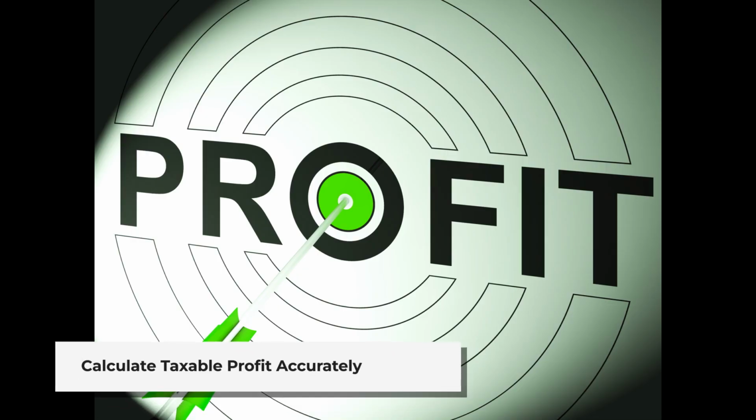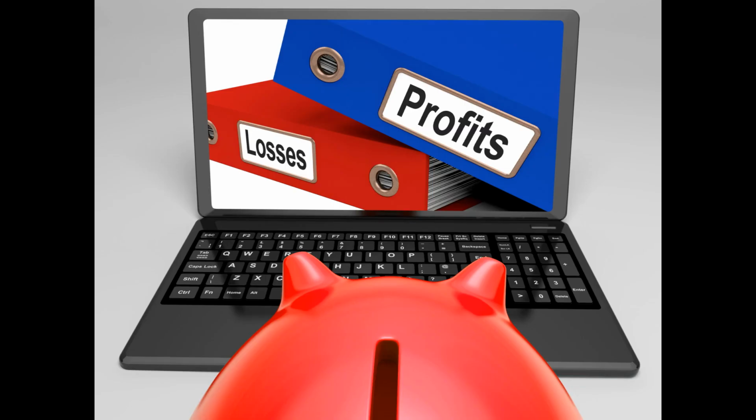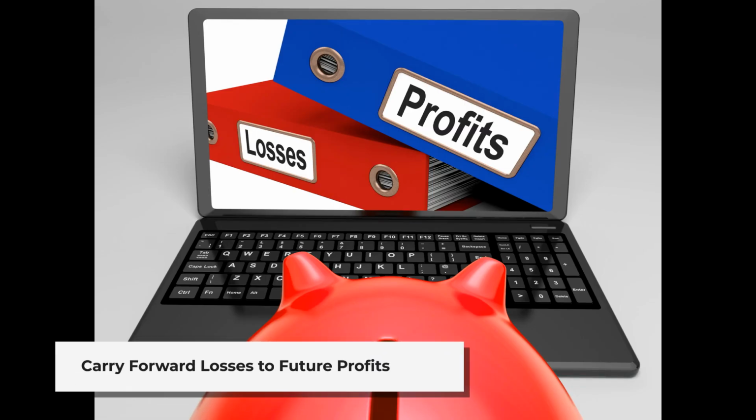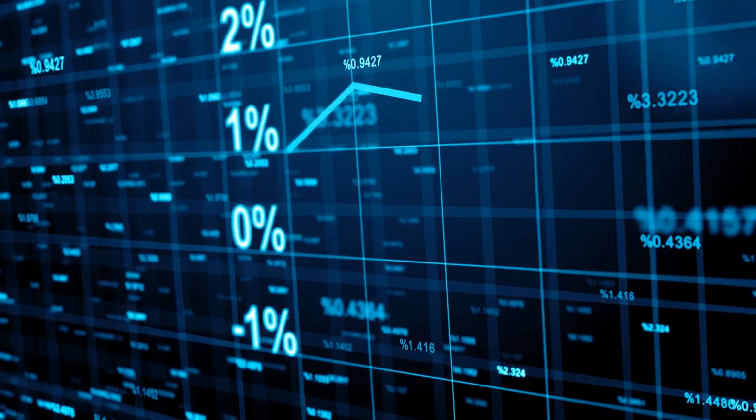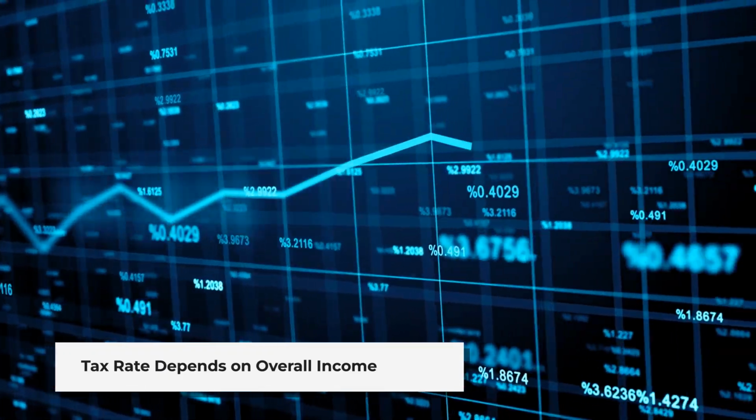To calculate your taxable profit, add up all your rental income and subtract your allowable expenses and any applicable capital allowances. If you make a loss, you can carry it forward to offset against future profits from the same property rental business. The tax rate on your rental income depends on your overall income, including salary and other sources.